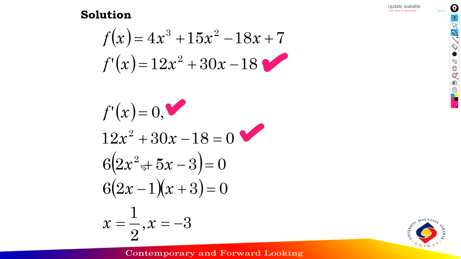Yeah, and move out the constant 6: 6 times (2x squared plus 5x minus 3) equals 0. And you factorize the quadratic function: (2x minus 1)(x plus 3) times 6 equals 0. And then you find the value of x. x equals 1 over 2 and x equals negative 3.